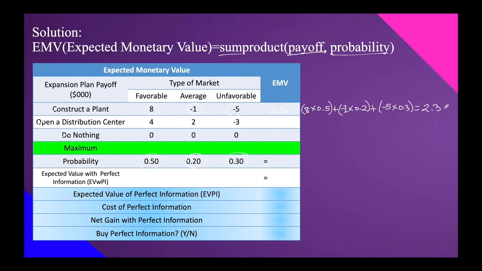So we have 2.3. Next, we have 4 multiplied by 0.5 plus 2. So, okay. Let's have 2 times 0.2 plus negative 3 times 0.3. And this is, let's compute again.